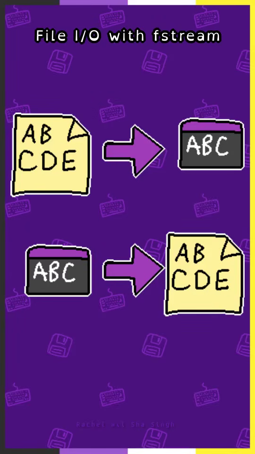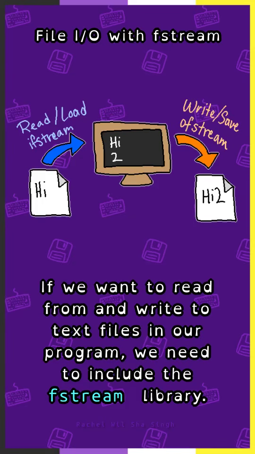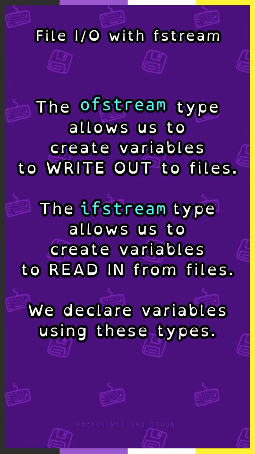File I/O with fstream. If we want to read from and write to text files in our program, we need to include the fstream library. The ofstream data type allows us to create variables to write out to files, and the ifstream type allows us to create variables to read in from files. We declare variables using these two data types.